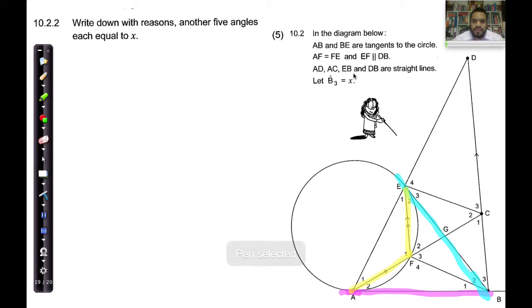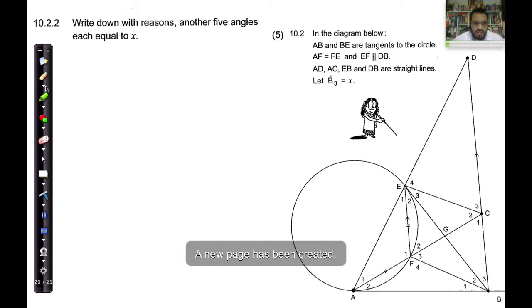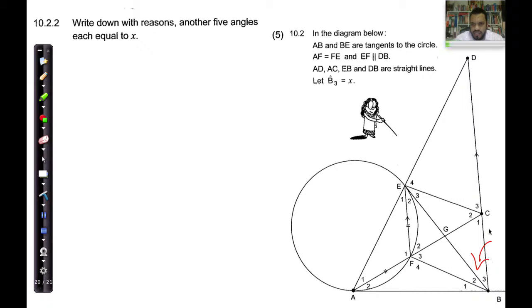I know I tackled a little bit of this earlier. AC, all of those are straight lines, and B3 is equal to x. Now, look very carefully, B3 is equal to x. Now, I'm just going to bring up a new page. So there's our x. I'm going to indicate that and make that x. Now, very carefully, B3 is equal to x, right? B3 is equal to x. And what other angles are also equal to x?